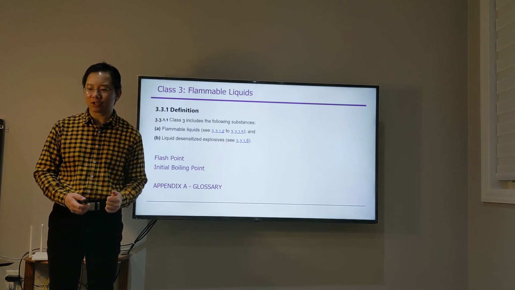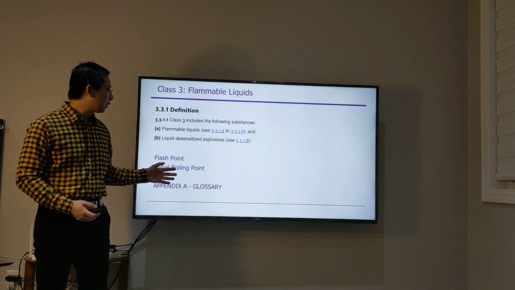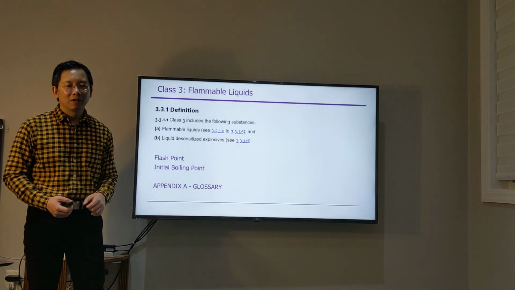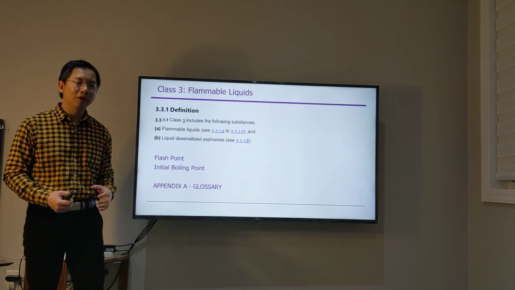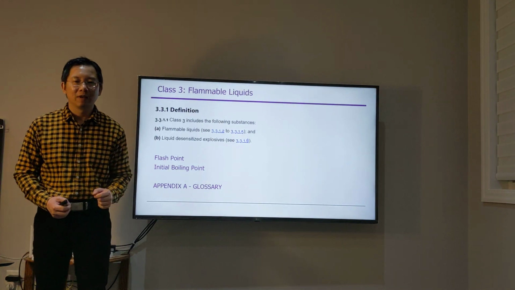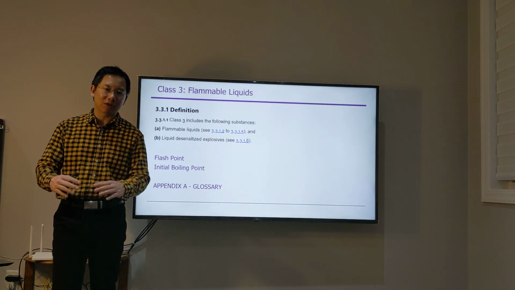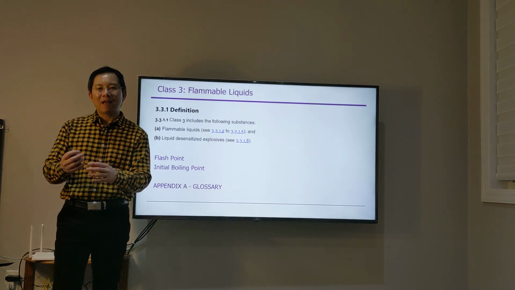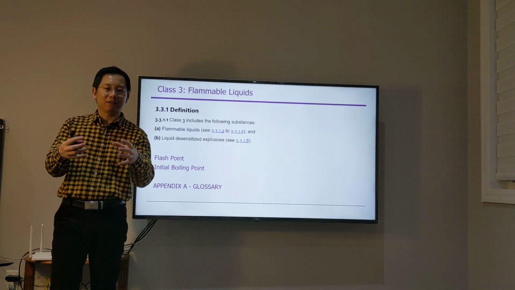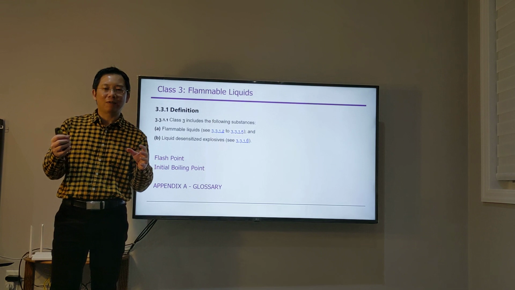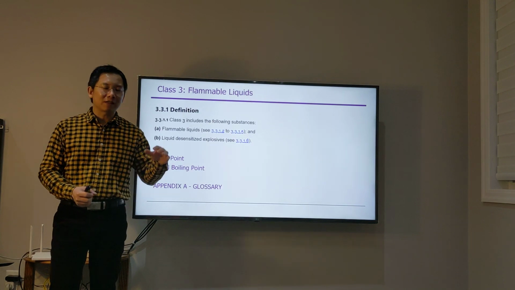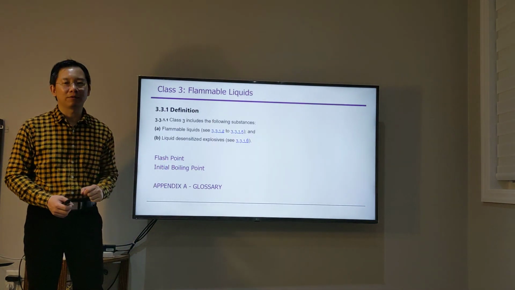Well, the Class 3 definition is flammable liquids and desensitized explosives. So what does it mean? We have 2 very important concepts here. First of all, the flash point. Flash point is the lowest temperature at which a liquid lets out some vapor, and the vapor is concentrated enough to be ignited. That means if we have some lighting to the vapor, it will be explosive. So that's the temperature we call the flash point.